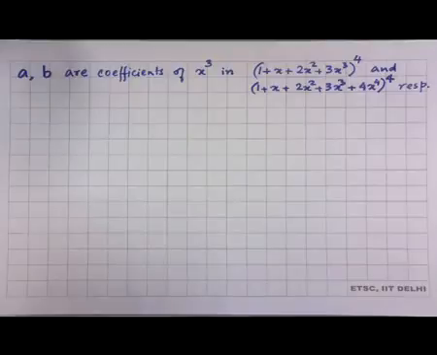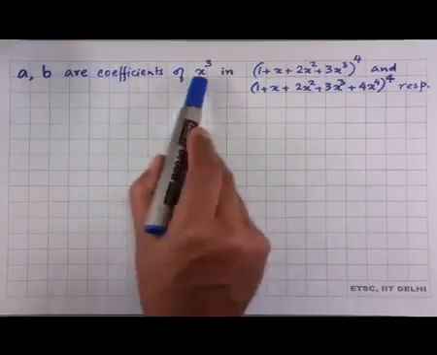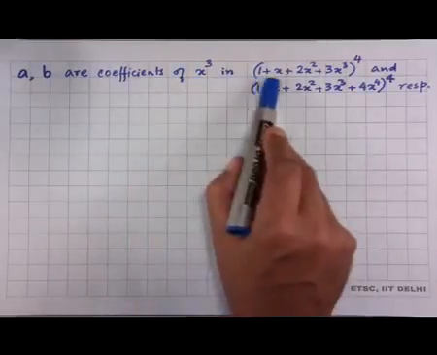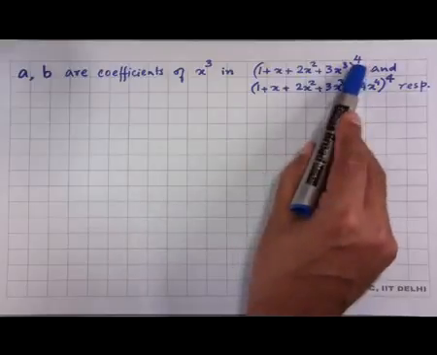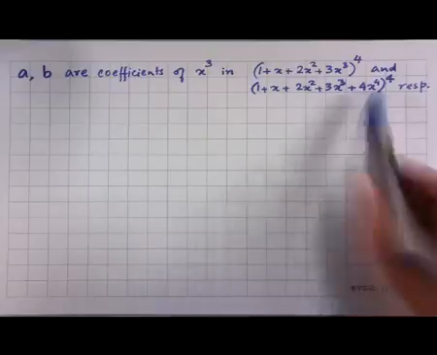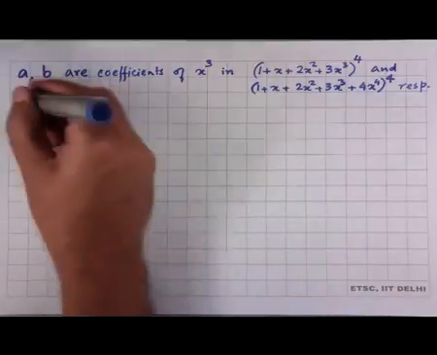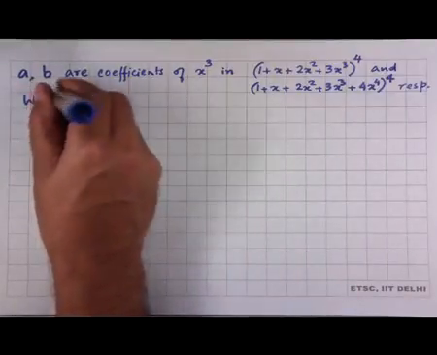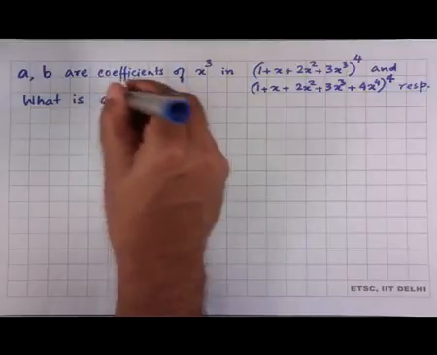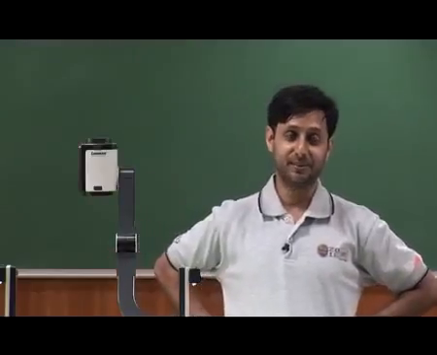So, this problem statement says a and b are the coefficients of x cube in (1 plus x plus 2 x squared plus 3 x cube) whole power 4 and (1 plus x plus 2 x squared plus 3 x cube plus 4 x power 4) whole power 4 respectively. Okay. Then, this is a trick question, a very tricky question. How will you solve it? This is a very tricky question.